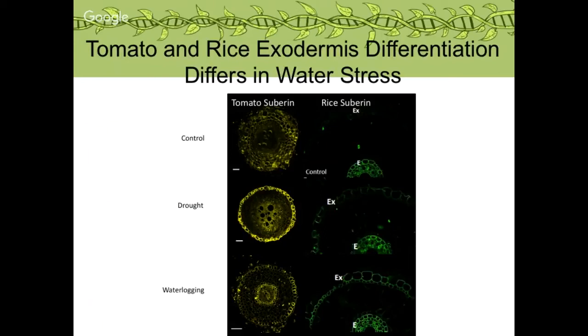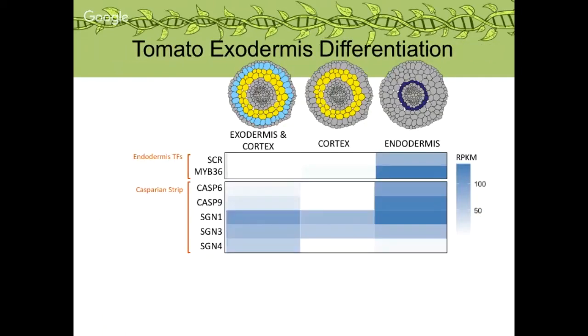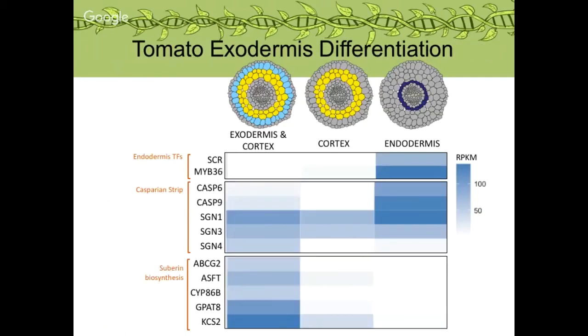So we see changes in response to different extremes of water as well as changes in cell type specificity depending on which species. And so we're further able to now go and use our cell type atlas data and actually further characterize the developmental mechanisms that are responsible for exodermis development and lignification and suberization within this particular species.